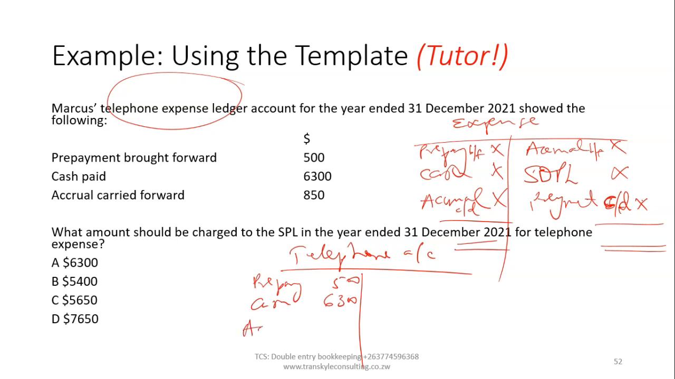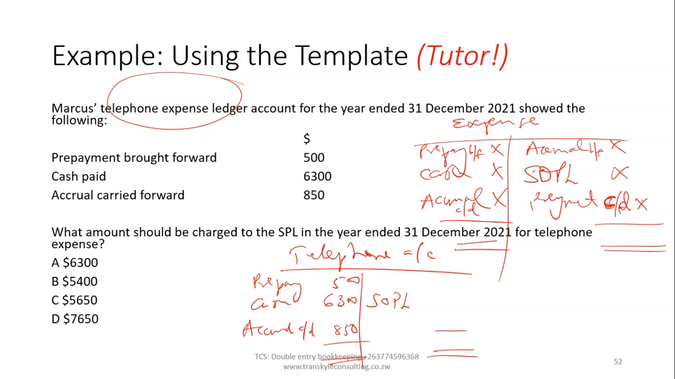Then we are having the accrual, CD, or credit forward CF, that is 850. On this side, the credit side, there is nothing, no other information that was given. So the only information that we are going to have is for the charge to the statement of profit or loss, which is the balancing figure.